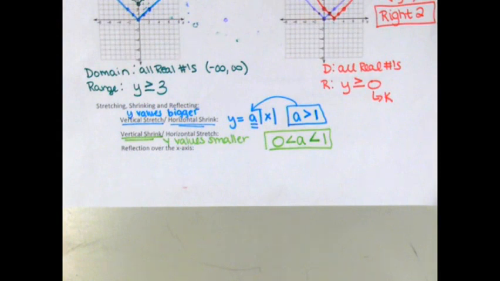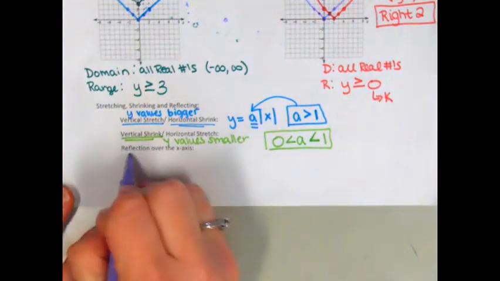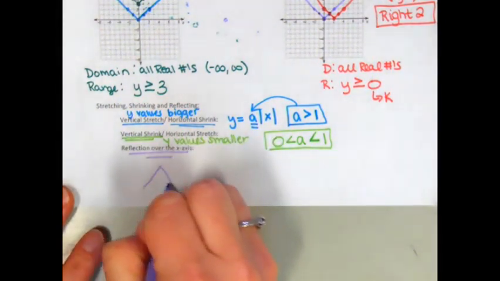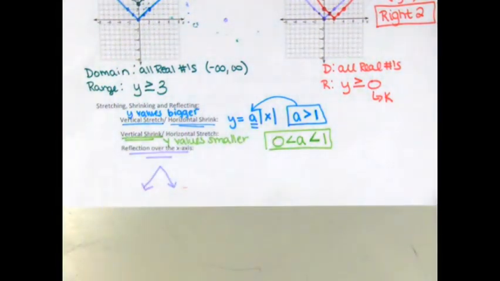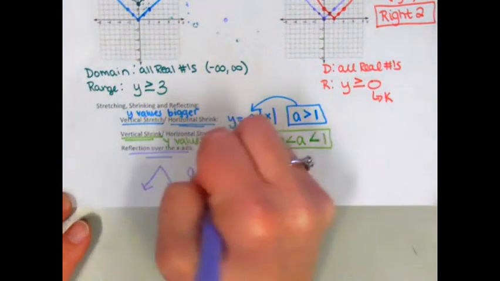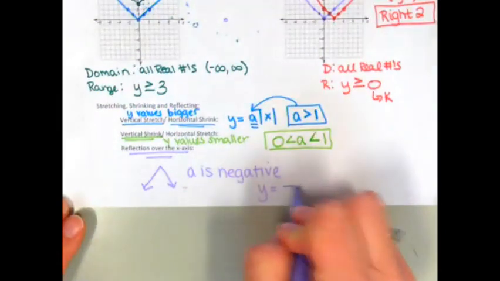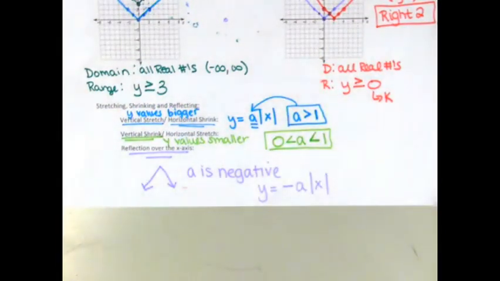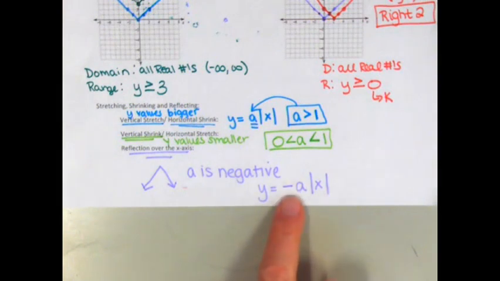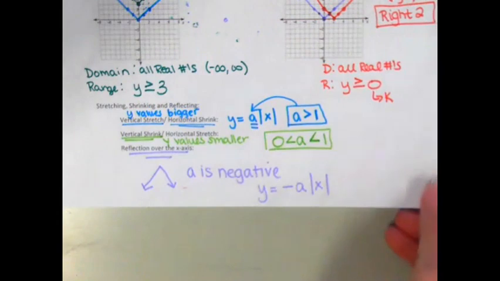Now, if it's a reflection over the x-axis, what that means is my absolute value is going to open downwards. The only time that's going to happen is when A is negative. So if we see y equals negative A times the absolute value of x, so we have a negative in the front, it will always open downwards, right? Because after I take the absolute value, if I multiply by A, won't it become negative? If it's negative A? Yeah, okay. All right, so let's flip that over.